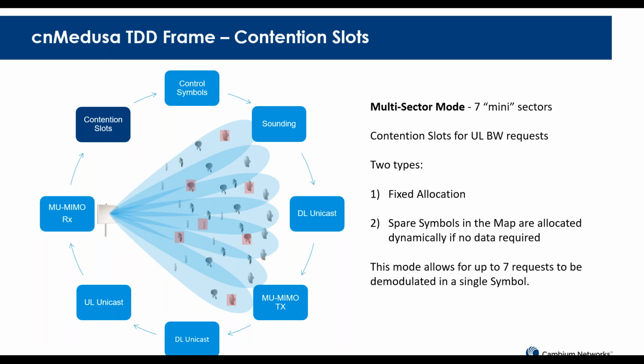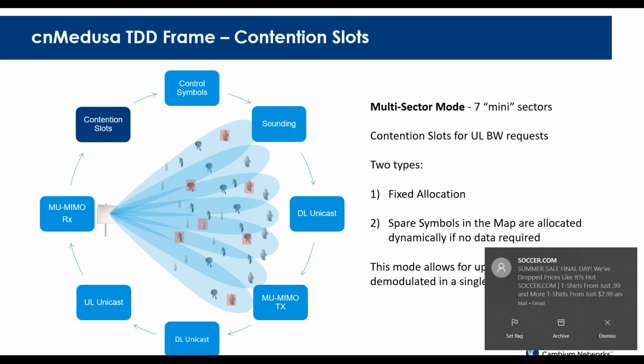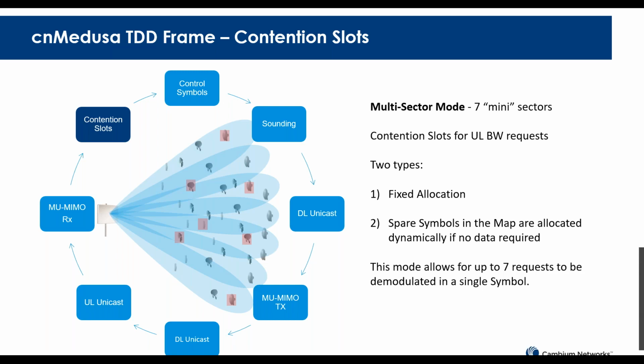The access point is forming 7 mini sectors where we see these 7 overlapping beams that cover the whole sector. In a PMP frame, we have 2 types of contention slots. There is a fixed number, which is always available, and there is a variable number, which is equal to the number of symbols that were not scheduled.